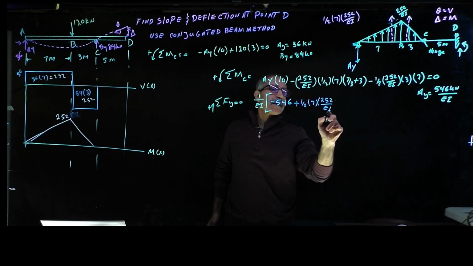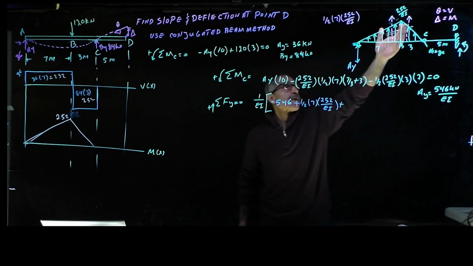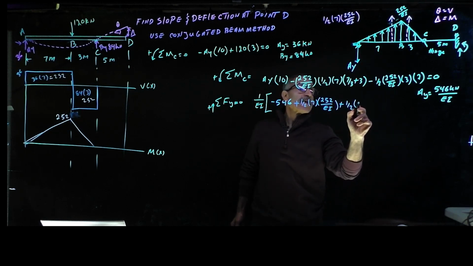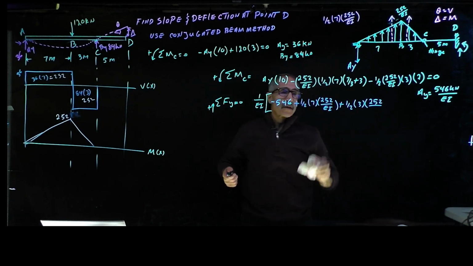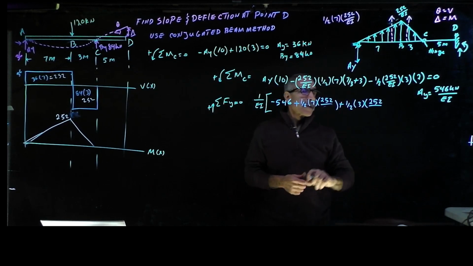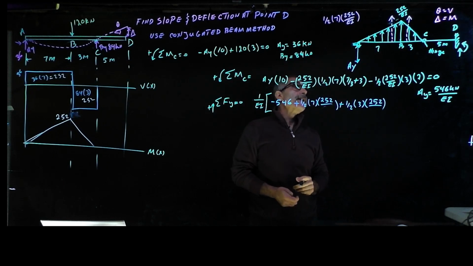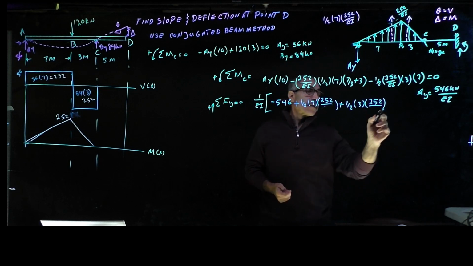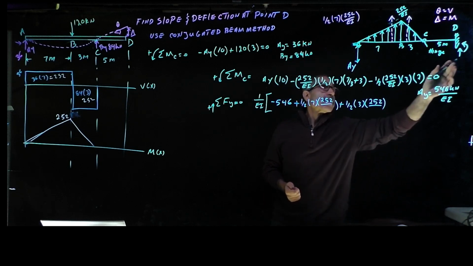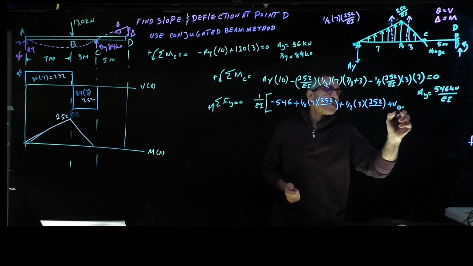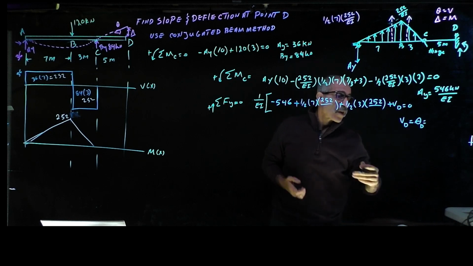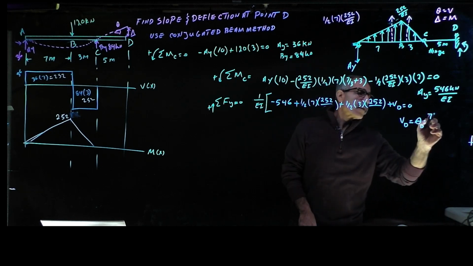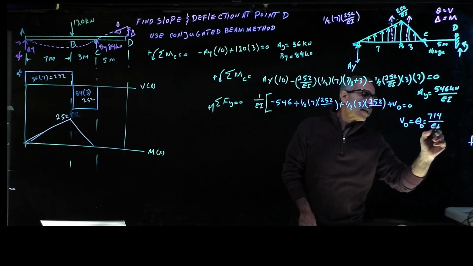252 divided by EI. And then plus the other, this one right here, which is 1/2 times 3 times 252 divided by, forget the EI, you have the EI. So let's take the EI out, I forgot about that. And no EI. And that's it. And plus this VD is equal to 0. So VD, which is equal to theta D, which is our answer, comes out to be 714 divided by EI.